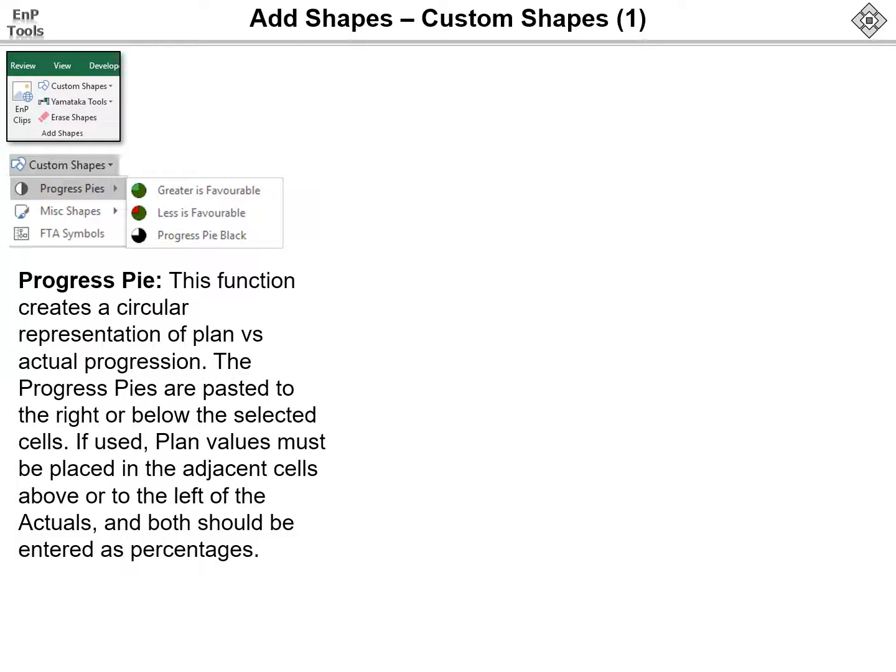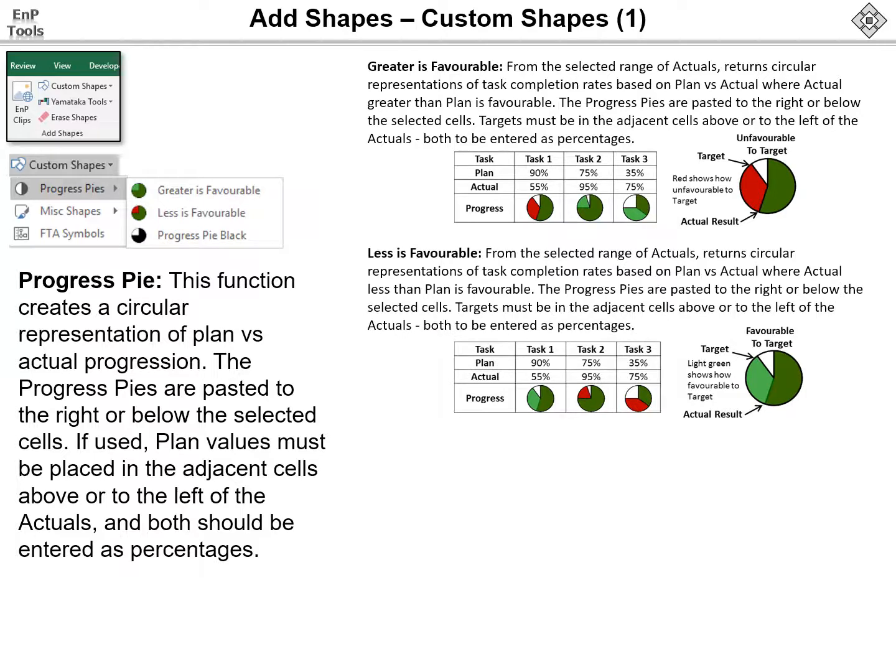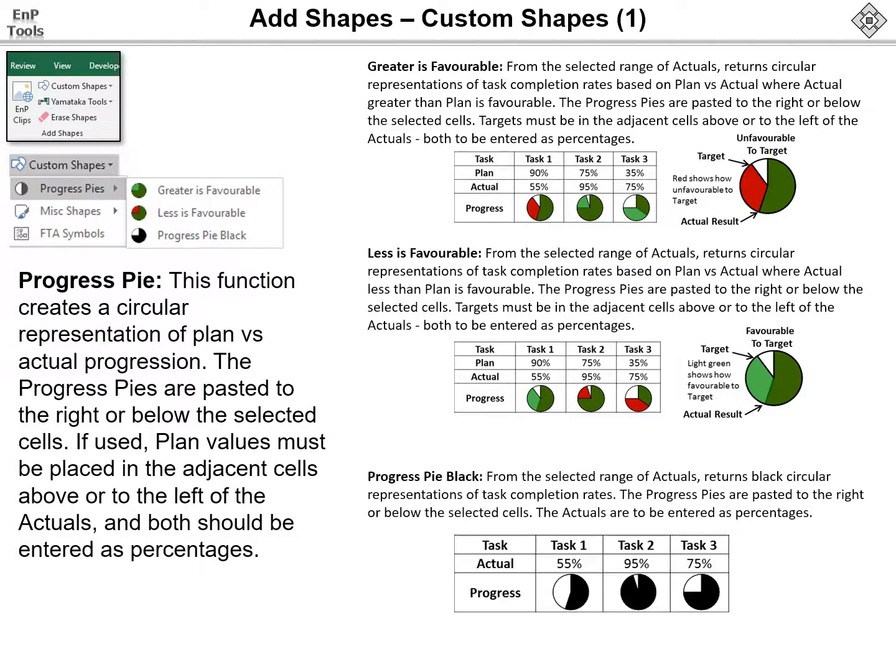They come in 3 basic flavors. Greater is favorable. Returns circular representations of task completion rates where actual greater than plan is favorable, such as profit. Less is favorable. Returns circular representations of task completion rates where actual less than plan is favorable, such as expense. Progress Pie Black returns black circular representations of task completion rates.